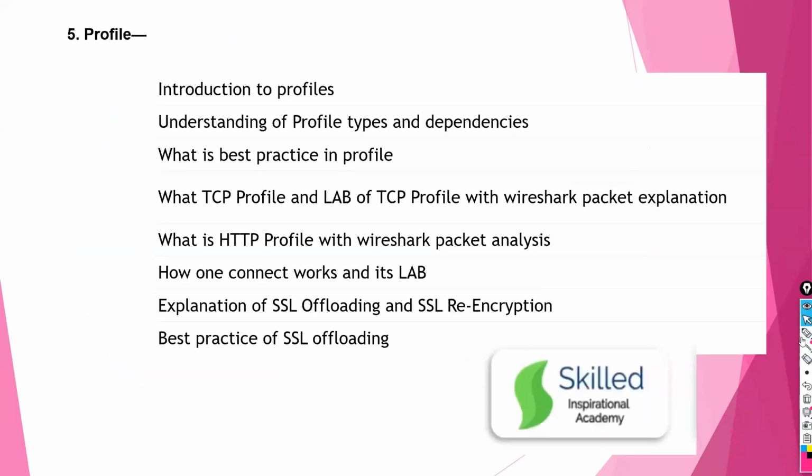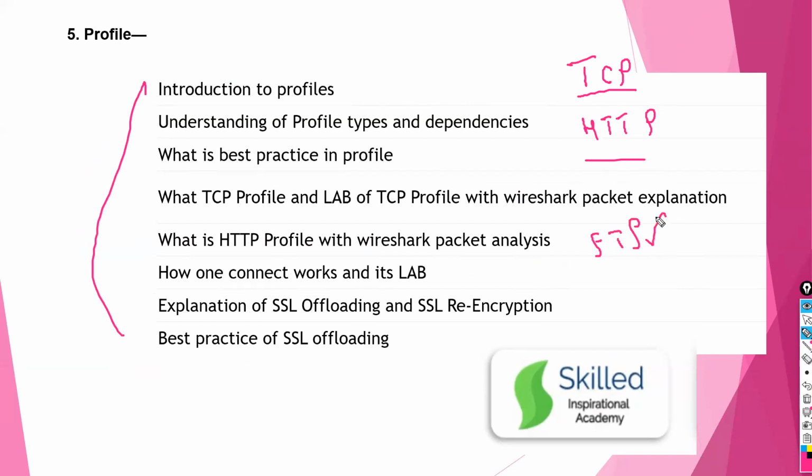Then guys, we will talk about profiles. What is the difference between a TCP profile and an HTTP profile? How does F5 understand that my traffic is TCP, FTP, or HTTP? How will F5 understand the traffic? F5 is not intelligent, guys. You need to make it intelligent, and that profile helps you. We will talk about different profiles: SSL profile, encryption, offloading, and TCP profile with packet flow.